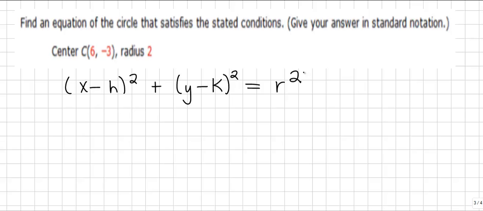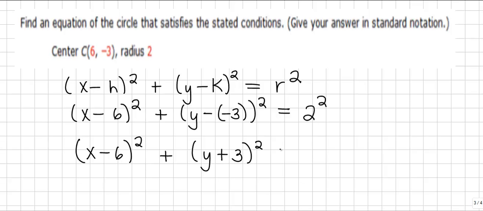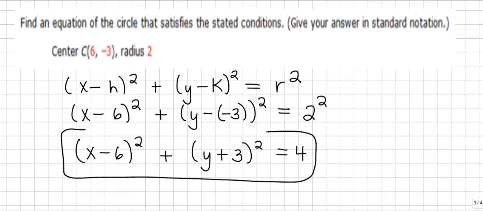We have standard form, and it is x minus the x coordinate of your center squared plus y minus the y coordinate of the center squared equals the square of the radius. And we end up with x minus 6 quantity squared plus y plus 3 quantity squared equals 4, being a nice form of the equation of the circle with center 6, negative 3 and radius 2.